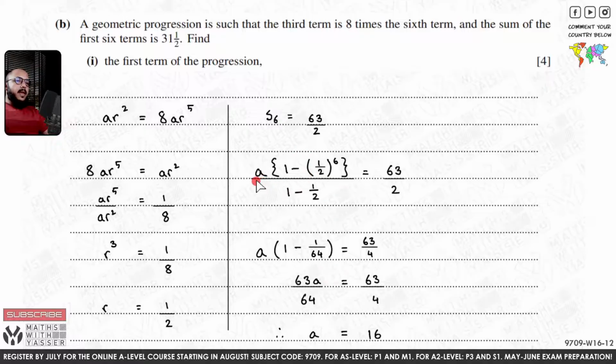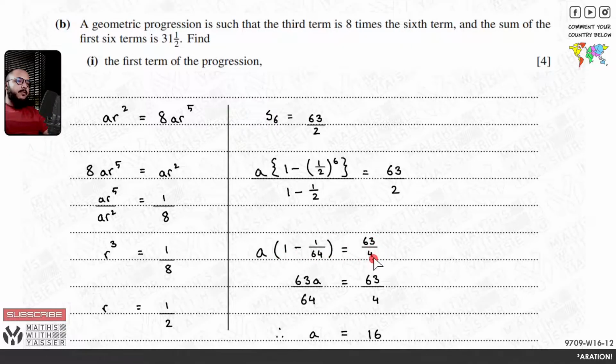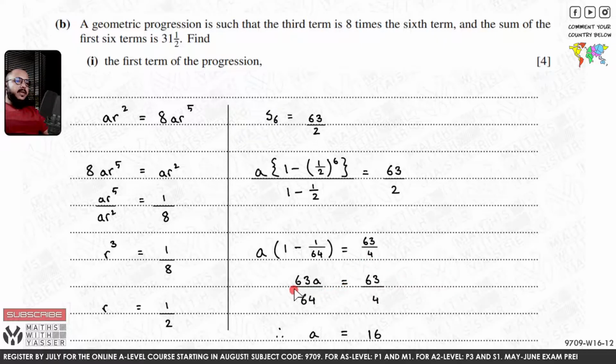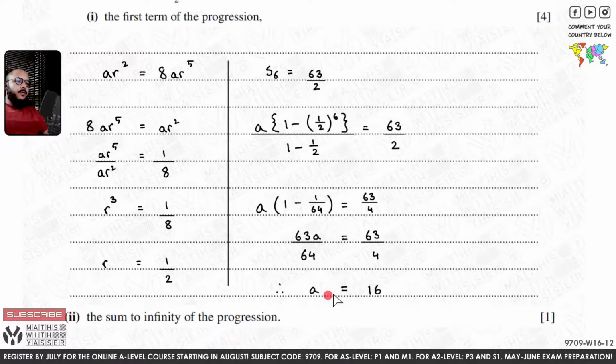Therefore, it will be a times 1 minus half to the power 6 over 1 minus half is equals to 63 over 2, which gives us a times 1 minus 1 over 64 equals to 63 over 4. So 63 times a over 64 is equals to 63 over 4. Therefore, a is equals to 16.